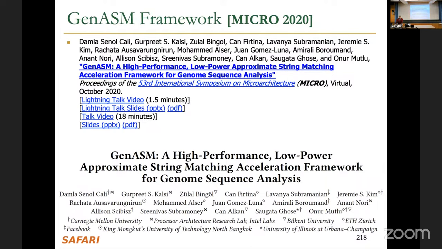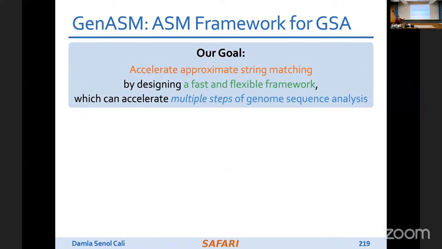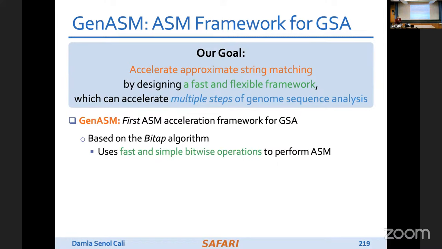The goal here is to accelerate approximate string matching by designing a fast and flexible framework, which can not only accelerate the read mapping step, but also the other steps in genome analysis, and even other use cases, because approximate string matching is also used in other fields, not only in genome analysis. So this is the first framework that can do that for genome analysis.